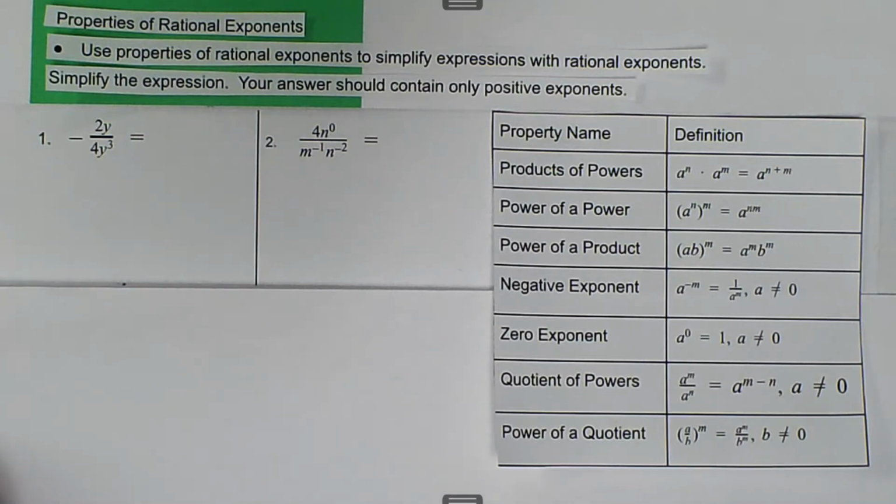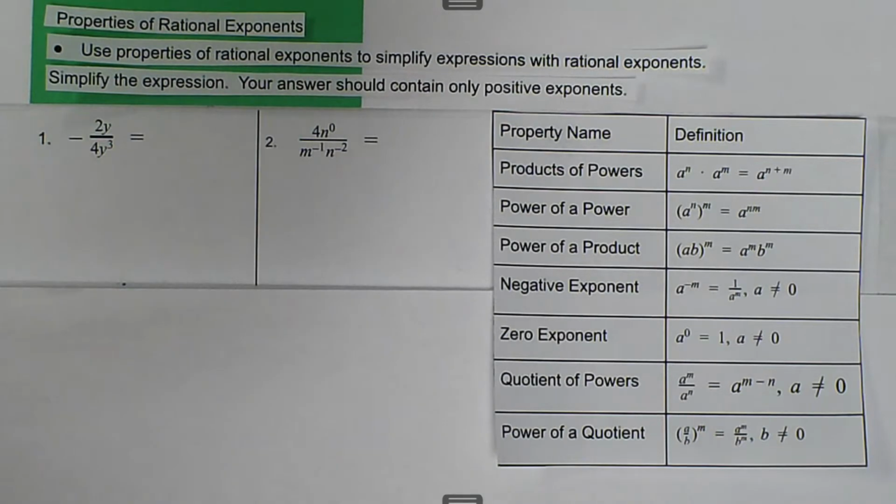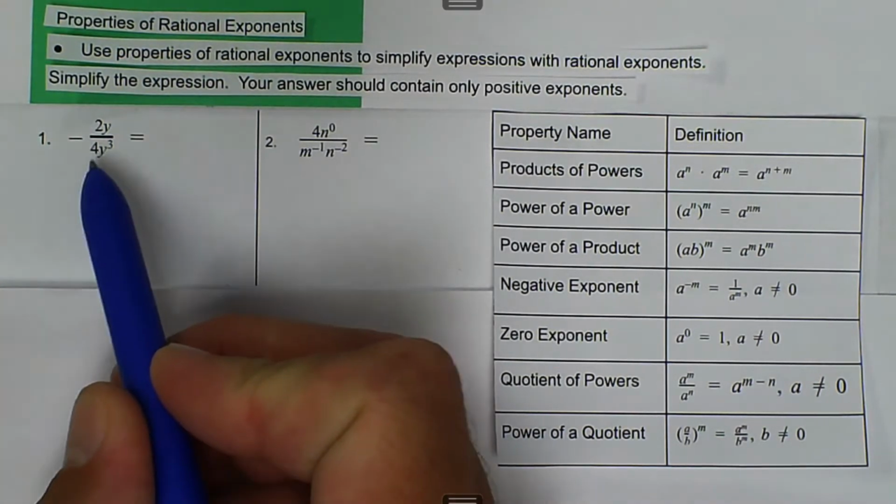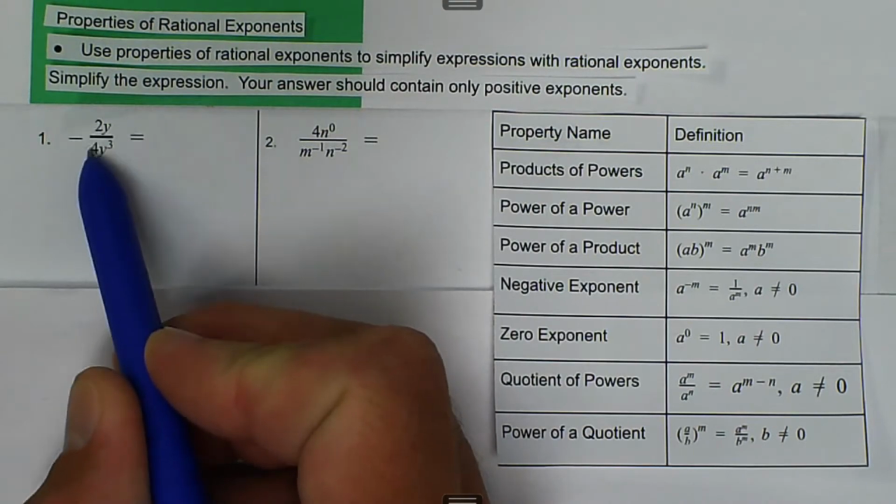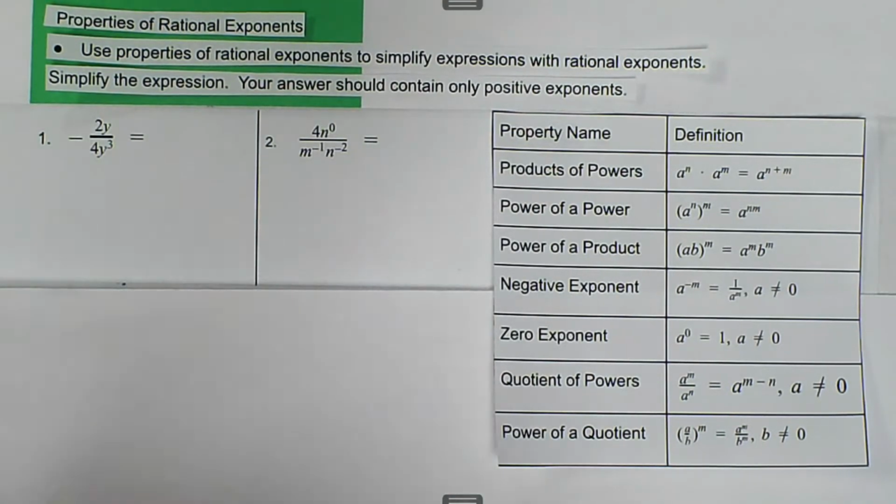We're talking about properties of rational exponents, and we want to use properties of rational exponents to simplify expressions with rational exponents. So we want to simplify the expression, and the answer should contain only positive exponents. So here we have negative 2y divided by 4 times y to the third power. So we have the coefficients out front, and so we have to try to reduce those as much as possible.